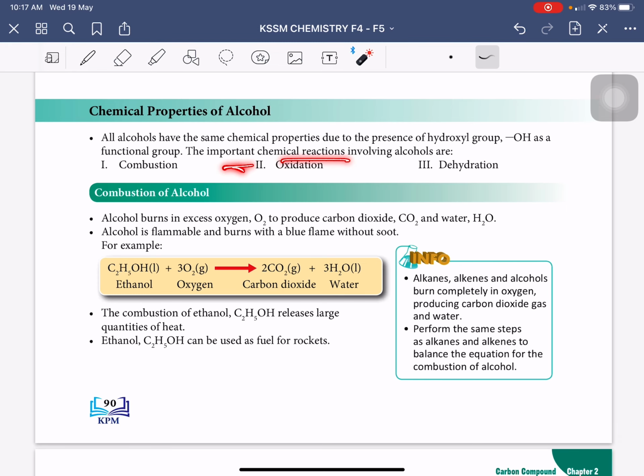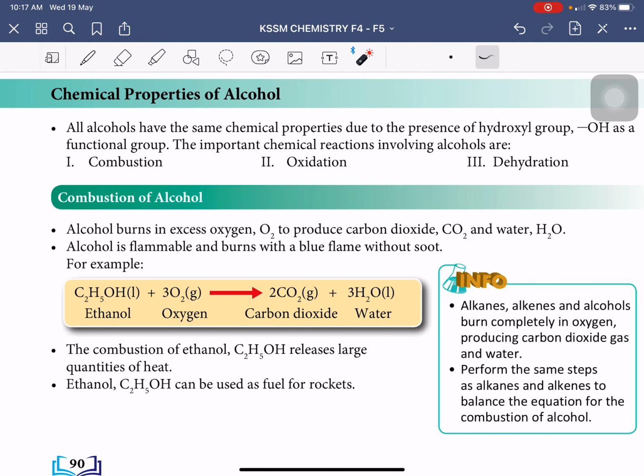The important chemical reactions involving alcohols are 1. Combustion, 2. Oxidation, and 3. Dehydration. Combustion first. Combustion means pembakaran. Alcohol burns in excess oxygen, berlebihan, to produce carbon dioxide and water. Alcohol is flammable and burns with a blue flame without soot. Alkohol mudah terbakar, dan terbakar dengan nyalaan biru tanpa jelaga, no soot.